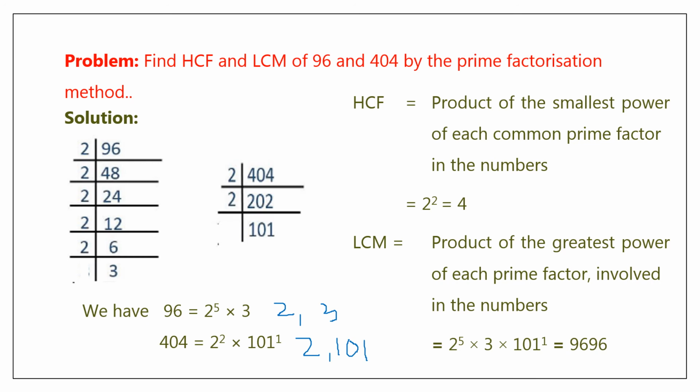Here, remember one thing: while finding HCF, we take only common prime factors, only common primes. Whereas while finding LCM, we will take all primes. This is important. While finding HCF, we will take the smallest powers. While finding LCM, we will take the greatest powers.